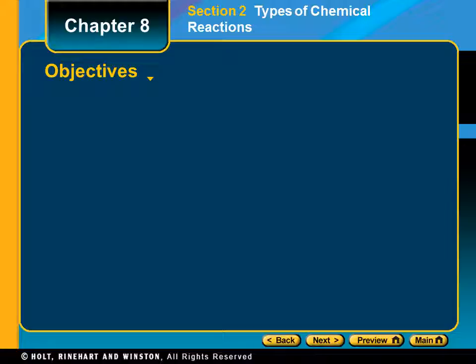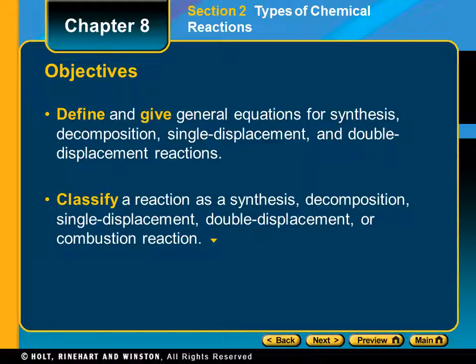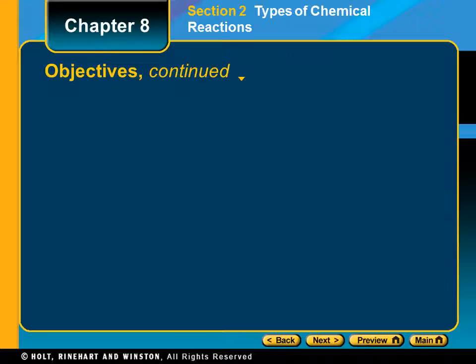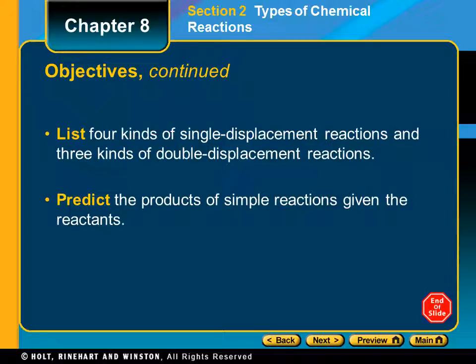All right, now we're going to look at section 2, which is to go over types of chemical reactions. Again, in one sense, this is review for you guys based on lab work that you were doing. So we want to be able to define and give general equations for synthesis, decomposition, single displacement, double displacement reactions. Classify a reaction as synthesis, decomposition, single displacement, double displacement, or combustion. List 3 kinds of synthesis reactions and 6 kinds of decomposition reactions. List 4 kinds of single displacement reactions and 3 kinds of double displacement reactions. Predict the products of simple reactions given the reactants.